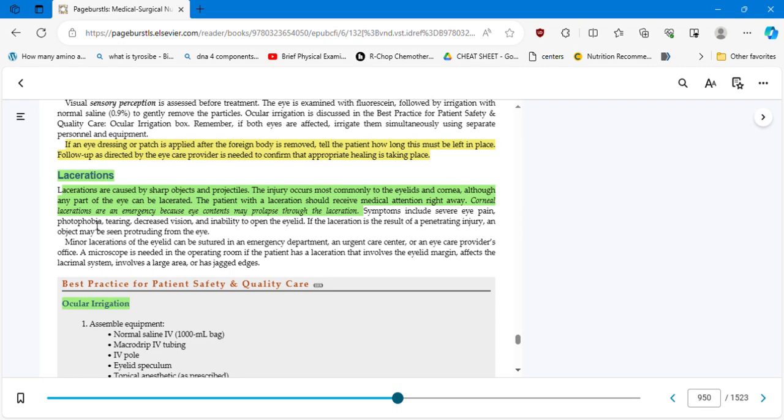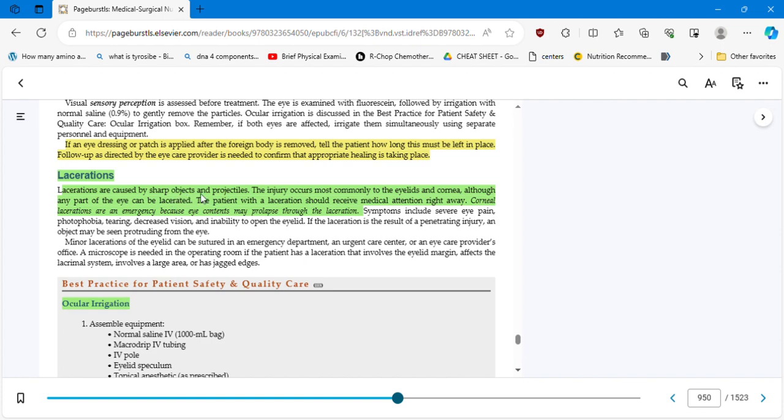Lacerations. Lacerations are caused by sharp objects and projectiles. The injury occurs more commonly to the eyelids and cornea. Although any part of the eye can be lacerated, the patient with a laceration should receive medical attention right away. Corneal lacerations are an emergency because eye contents may prolapse through the laceration.